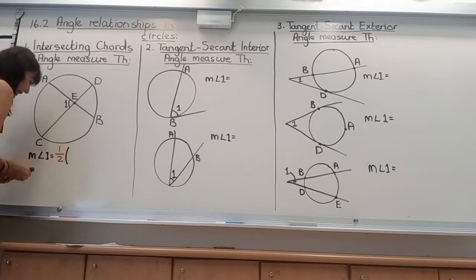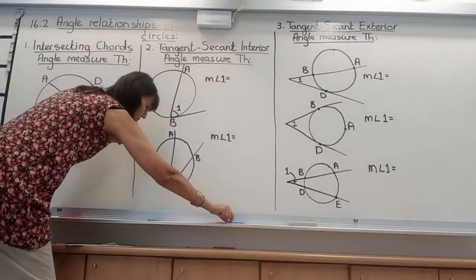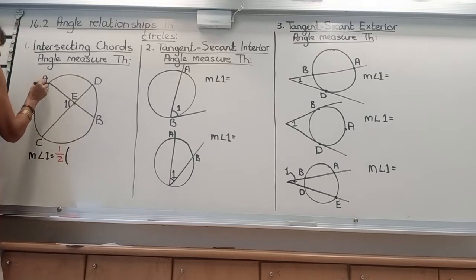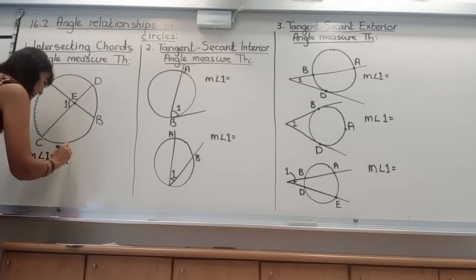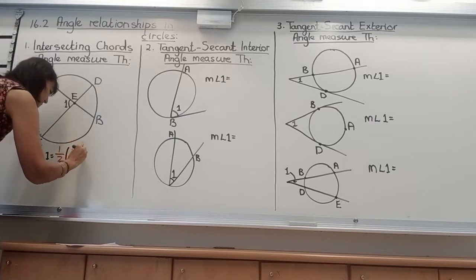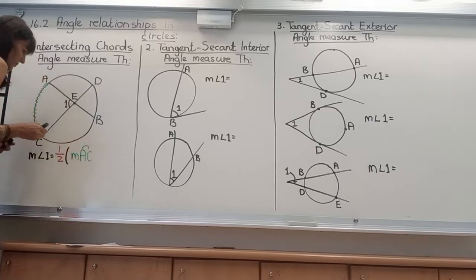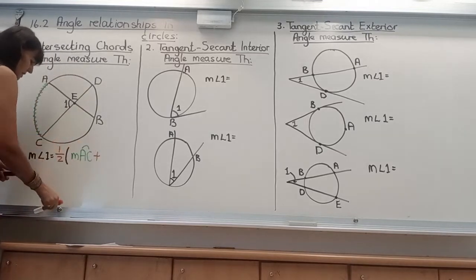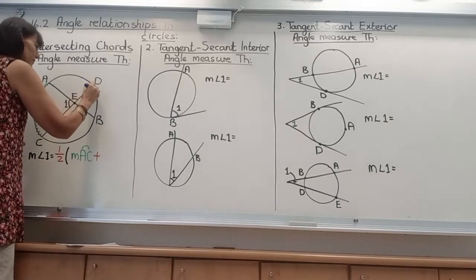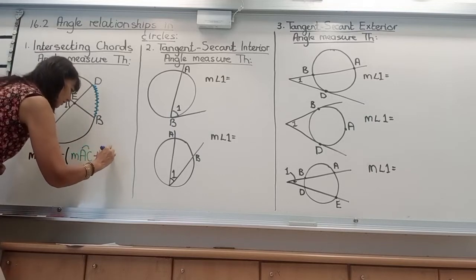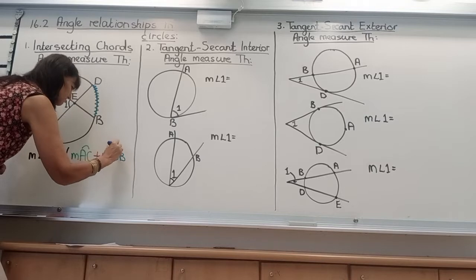and I'm going to use color so that we can clearly see what we're doing. And in this case, a half of this arc measurement, so the measure of the arc from A to C. There's my arc from A to C. And I'm going to add, in this case, the measure of the arc from D to B. The measure of the arc from D to B.